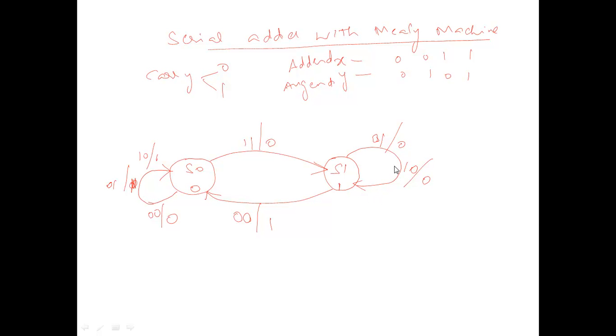And the final combination 1, 1. 1 plus 1 is 1, 0, already carry is 1, so 1, 0 plus 1 is 1, 1. Sum is also 1, carry is also 1. So from the state S1, if the input is 1, 1, the output is 1, retaining in the same state because carry is also 1. So now you have completed all 4 possible combinations of the input from the state S1 and from the state S0. So this completes the state diagram of the Mealy machine.